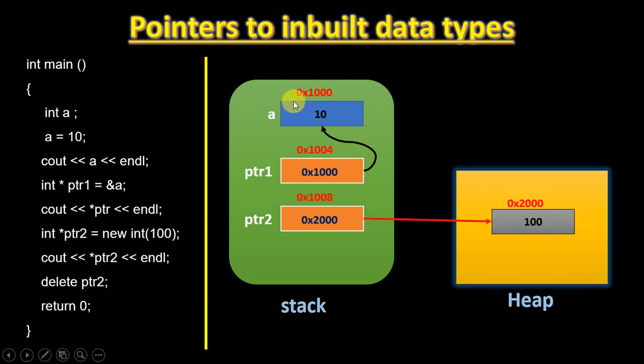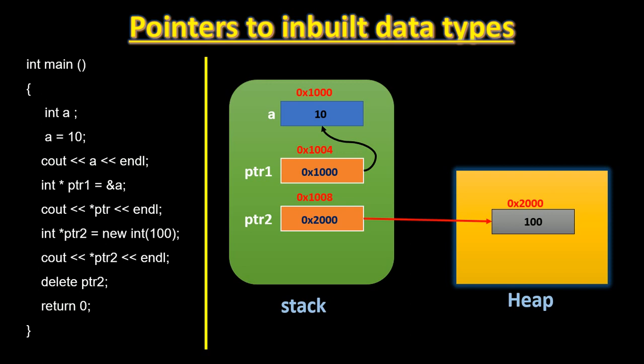For this one, memory is allocated in the stack segment only. So if you do delete ptr1, it will throw an error. It is not allowed. Not required. Now you can try what will happen if you do delete ptr1. That is an assignment, you can take it up. Now let's see what will happen if you do delete ptr2.